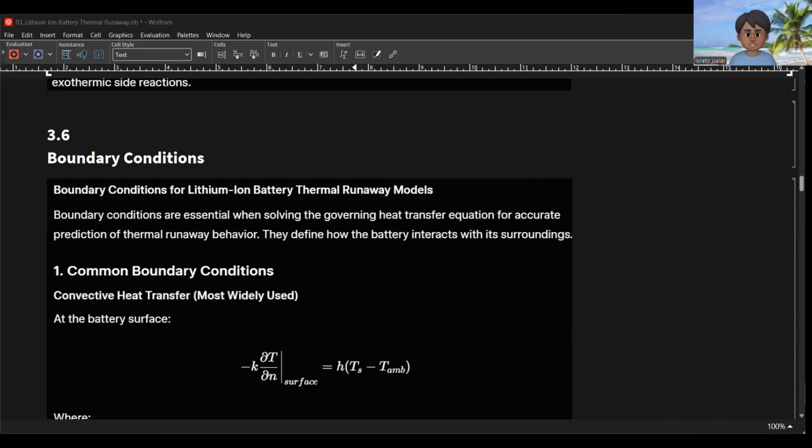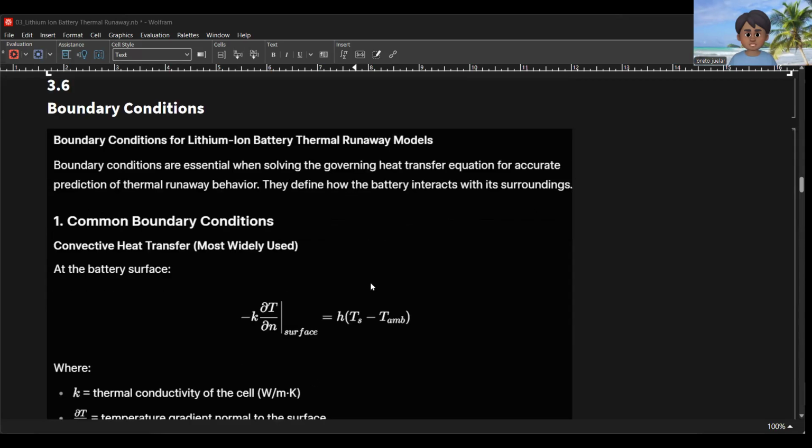The boundary conditions. So we have the boundary conditions for lithium-ion battery thermal runaway models. The boundary conditions are essential when solving the governing heat transfer equation for accurate prediction of thermal runaway behavior. They define how the battery interacts with its surroundings. So we have the common boundary conditions here.